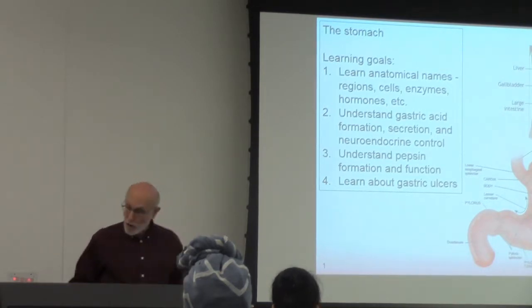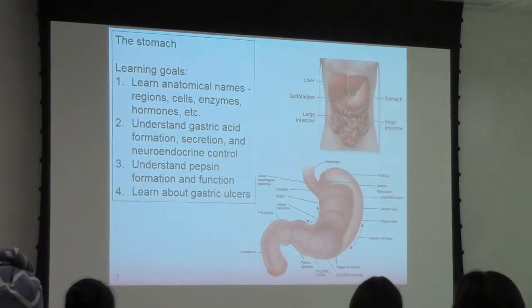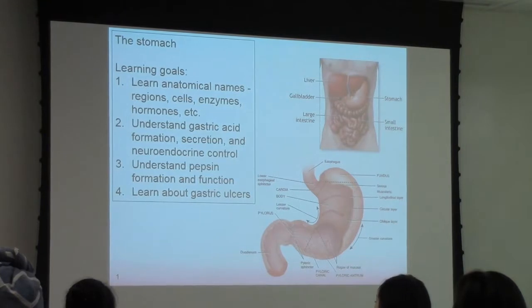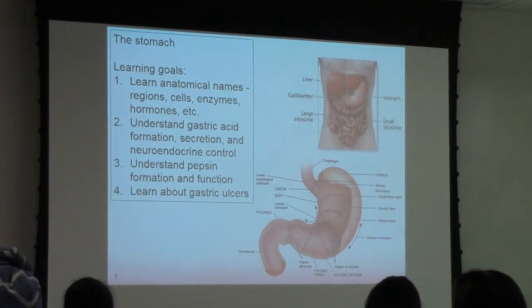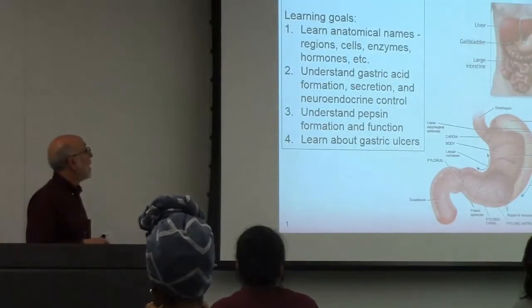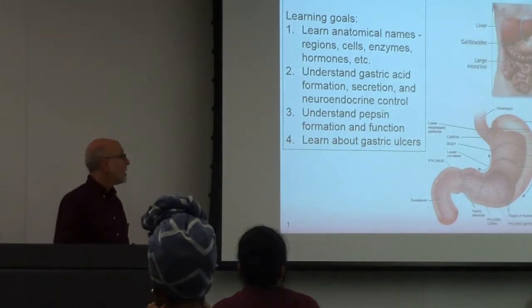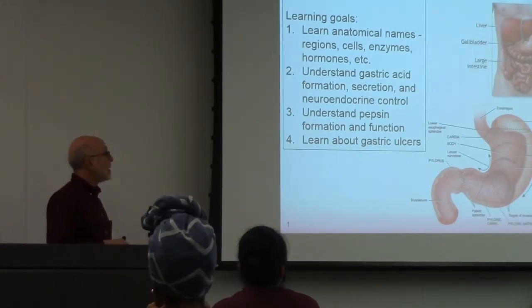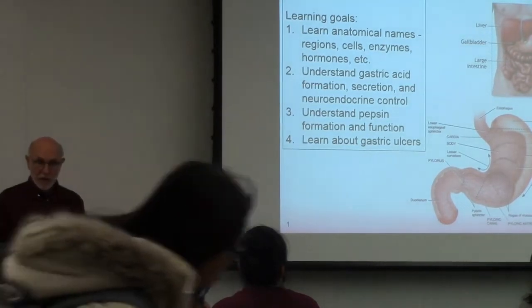So today our goal is to talk about the stomach from an anatomical perspective and also from a cellular enzymatic perspective. That is, names of things is not just gross anatomy, but includes names of hormones and what they do. So we'll talk about the gastric acid in the stomach, pepsin, and if there's time, we'll get to ulcers of the stomach, gastric ulcers.